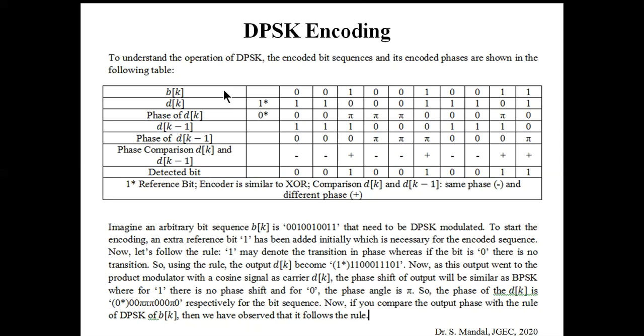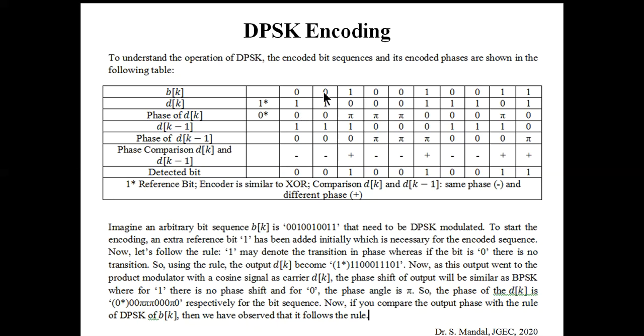So for this purpose, we consider the initial or reference bit to be 1. That's why it is marked as 1 with an asterisk. Okay, so the initial or reference bit is 1. Now, as we follow the rule that 0 means no change and 1 means change, as the current input is 0, it will follow the previous bit, so the corresponding output of DK is 1.